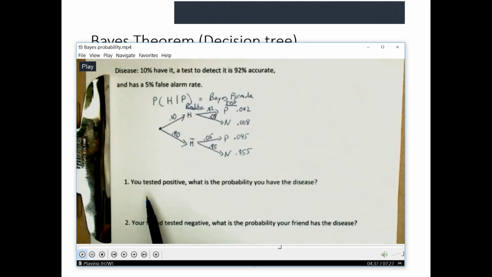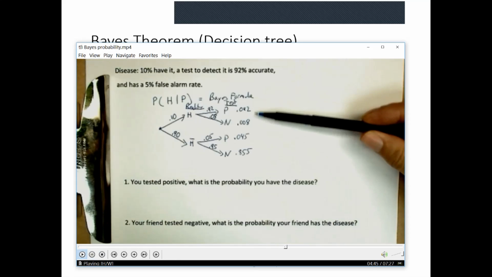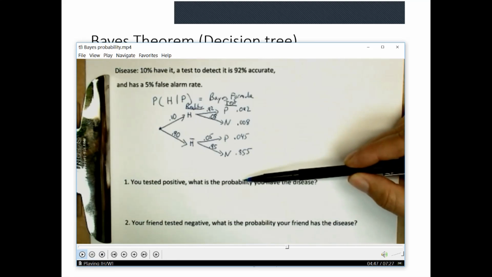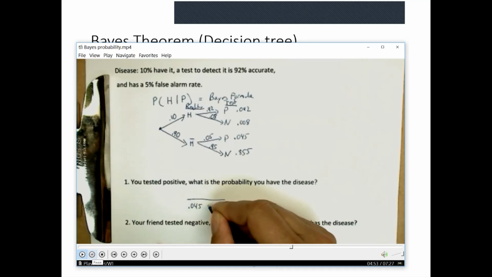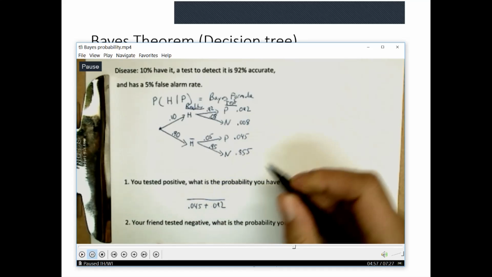Just like in the previous probability slide where we limited our world to people that had the given condition, we now know you tested positive. That means you're either in this group or this group. What is the probability you have the disease? Let's get the whole world first. If you tested positive, you're either in this 0.045 or the other one, 0.092.